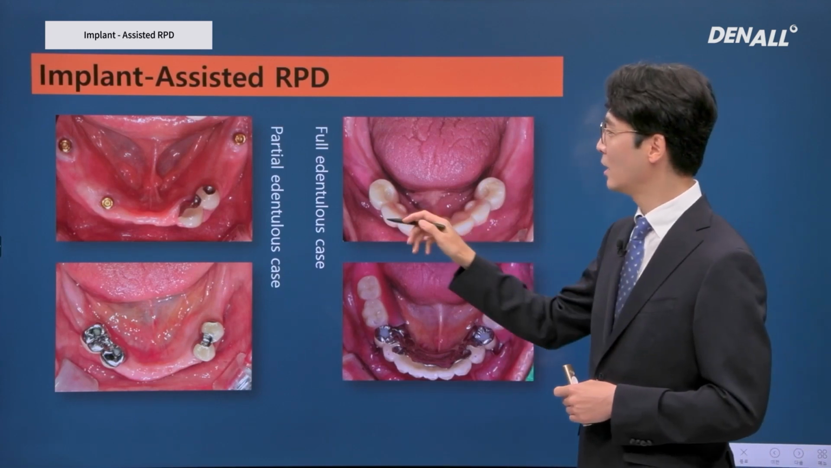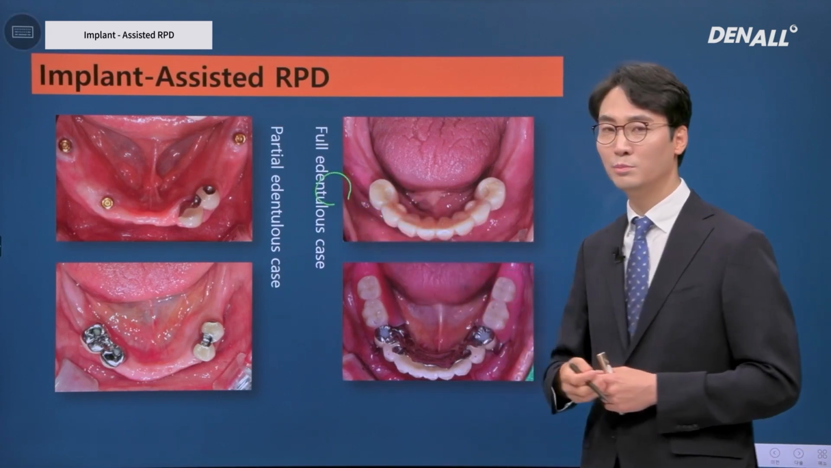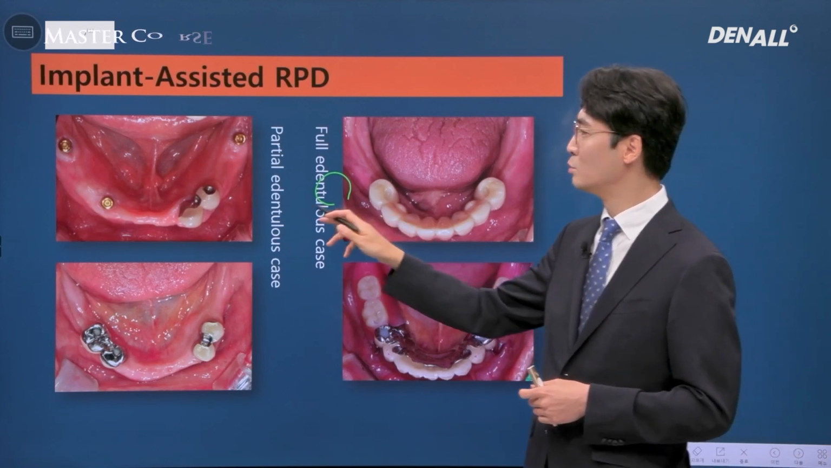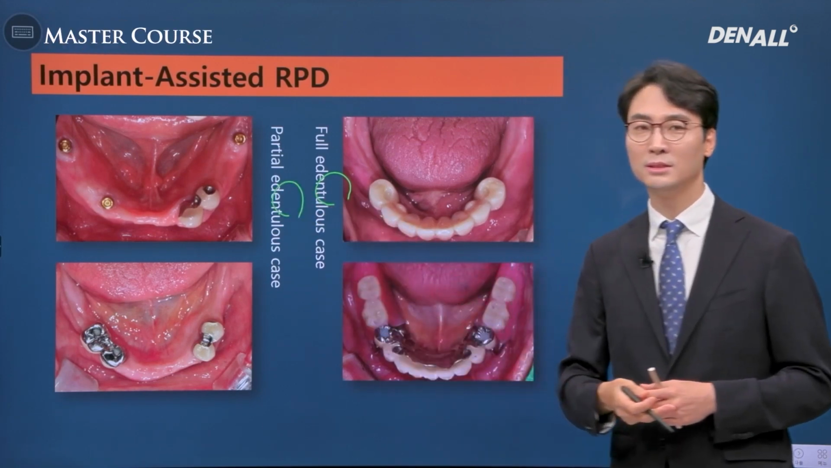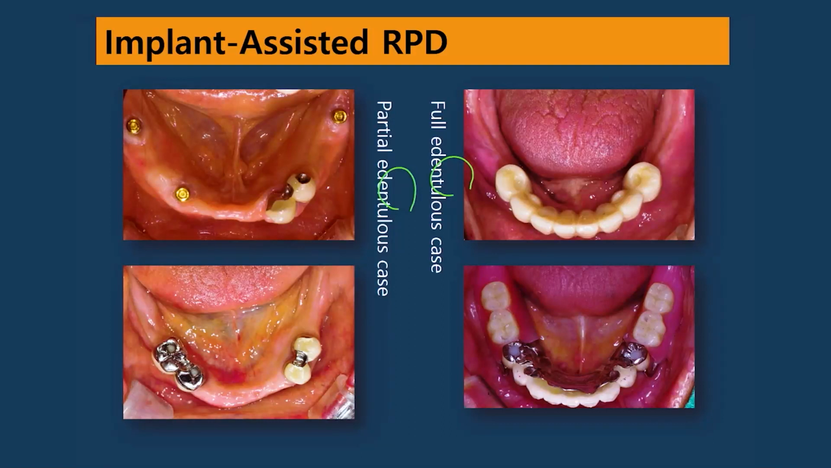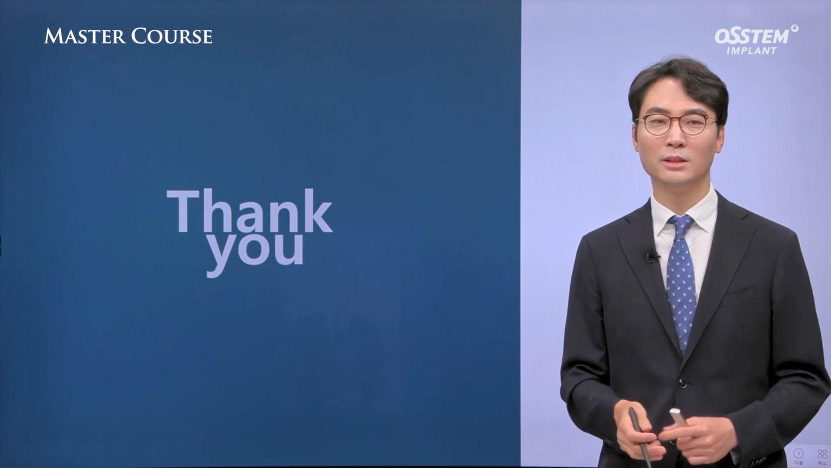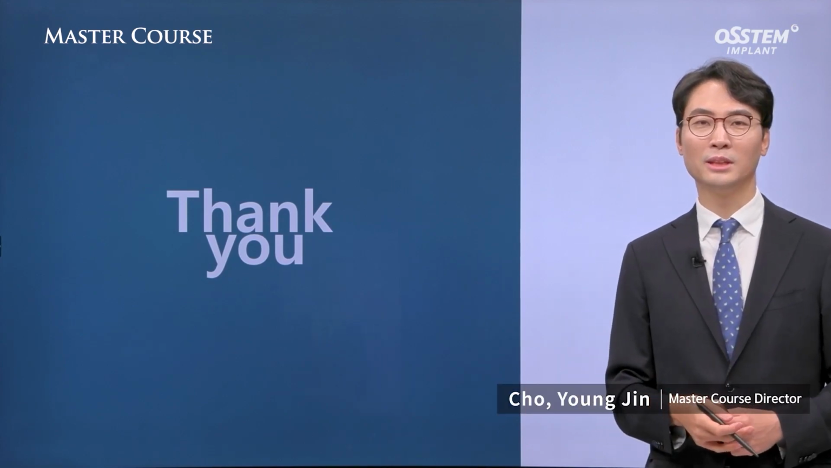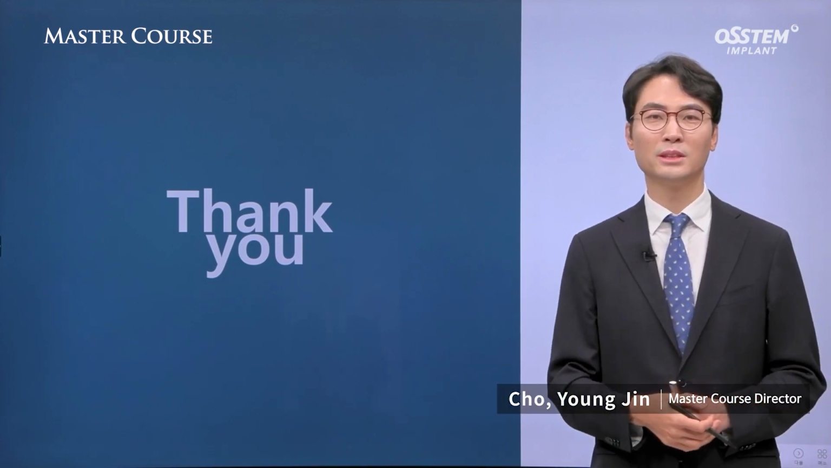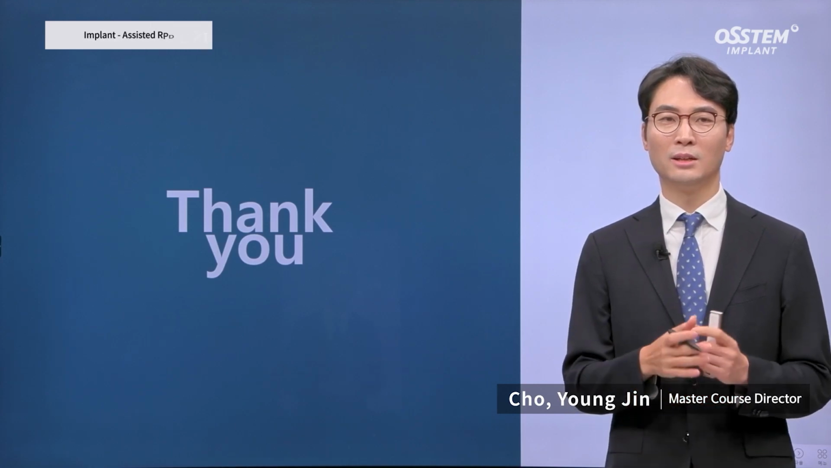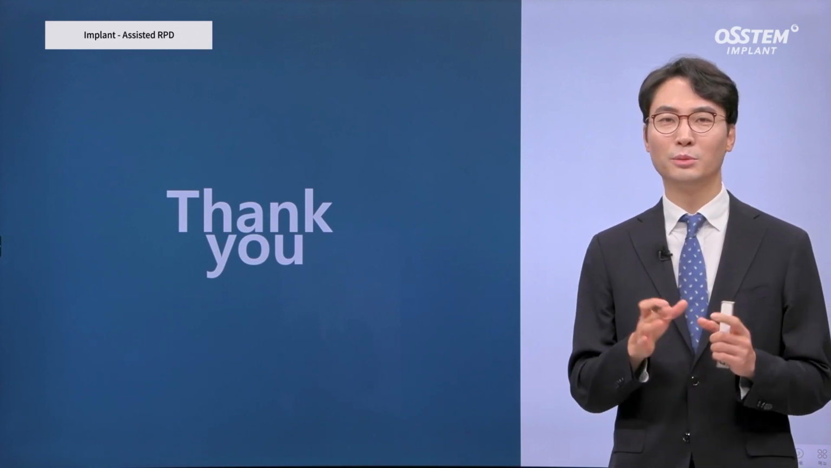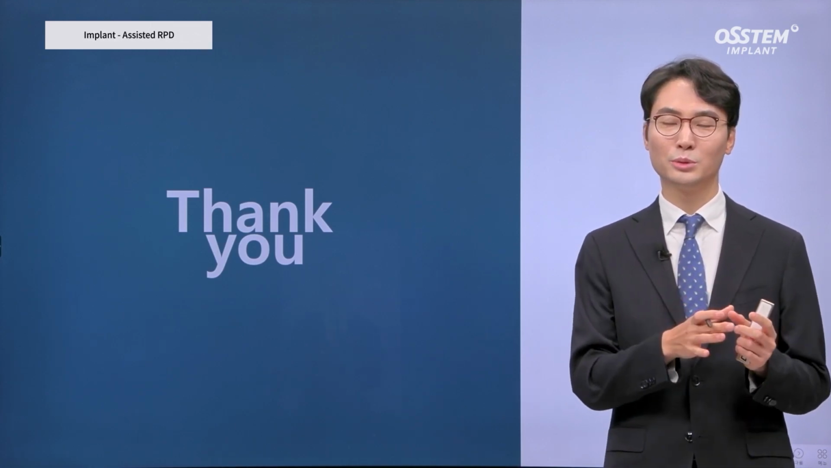Today, I talked about how implant-assisted RPD can be utilized for fully edentulous cases and partial edentulous cases in the form of overdenture type or surveyed crown type. I primarily focused on sharing some cases. Implant-assisted RPD is frequently utilized in different dental clinics. Basically, we place implants and deliver prosthesis.